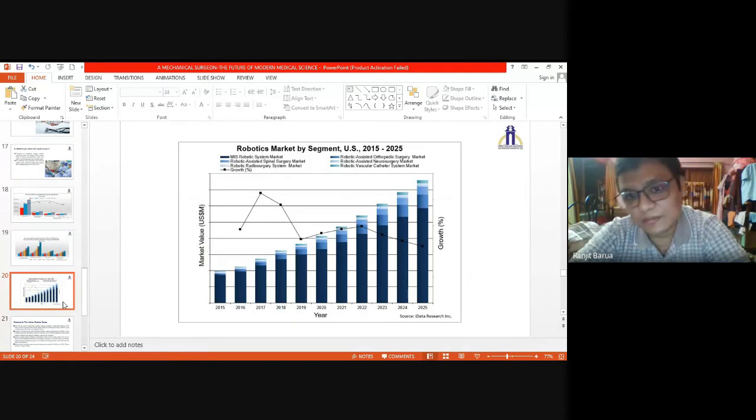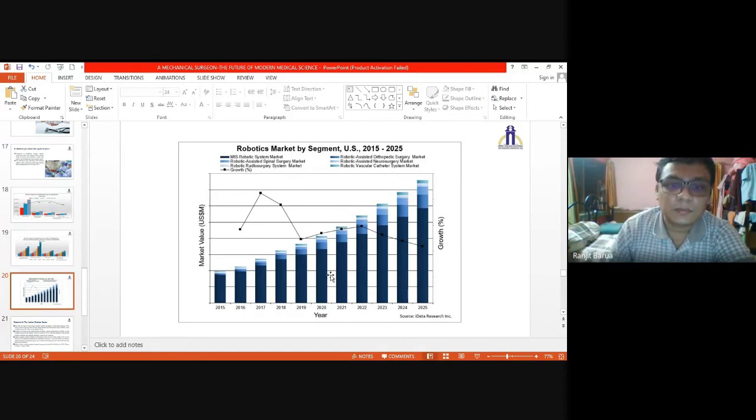Now the robotic markets segment. This is the key data collected from iData Research, US. This data is regarding 2015 to 2025. The market value we can easily understand. The pure green area is the MIS robotic system application. They have grown hugely. And the robotic neurosurgery, catheter based surgery, robotic assisted orthopedic surgery, and catheter and vascular based surgery markets are reaching higher and higher. So what I'm saying is, I hope that from 2020 to 2030, the MIS based application of robotics will hugely increase.